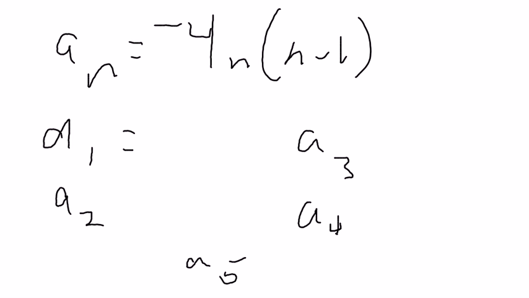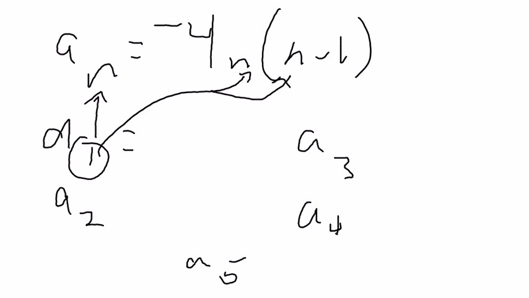Well, the first term is going to be, we put 1 in right there for n. So it substitutes there and also there. Now, just do this in your head. 1 minus 1 is going to give you 0, so 0 times anything is 0. So the first term is 0. Okay, and we just do the same for 2. We substitute 2 in for n. Negative 4 times 2 times 2 minus 1. And that's going to give us negative 8.